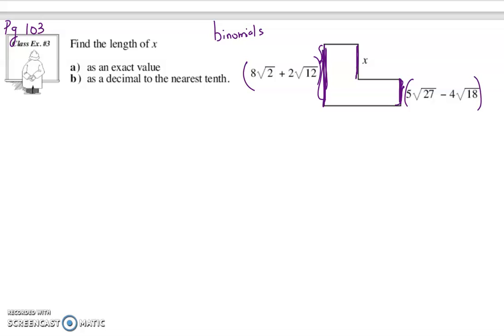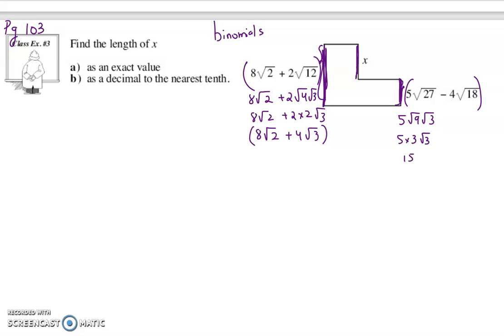So 8 root 2 is already simplified. Don't need to do anything there. But definitely root 12 can be simplified. So that will be 2 root 3. So 8 root 2 plus 2 times 2 root 3, and this becomes 8 root 2 plus 4 root 3. So instead of using this more complicated number, I'm going to use a simpler version of it. And then I'm going to do the same thing for here. This will be 5 root 27, which is 5 times 3 root 3. So 15 root 3.